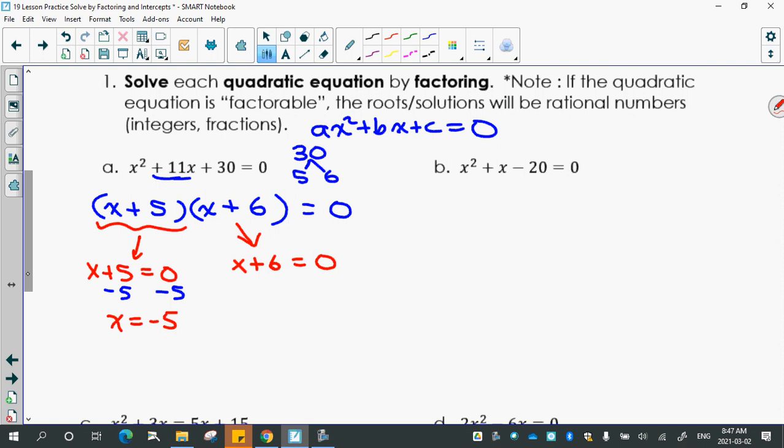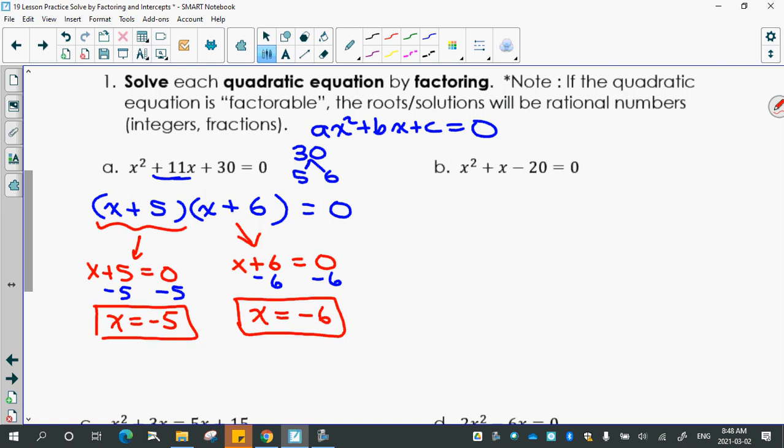Now I'm going to get this one. For x plus 6 to be 0, what would x have to be? Negative 6. Good. So subtract 6 on both sides. x equals negative 6. So here are my 2 solutions, negative 5 and negative 6.